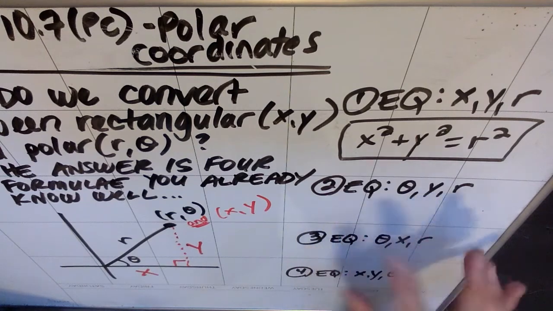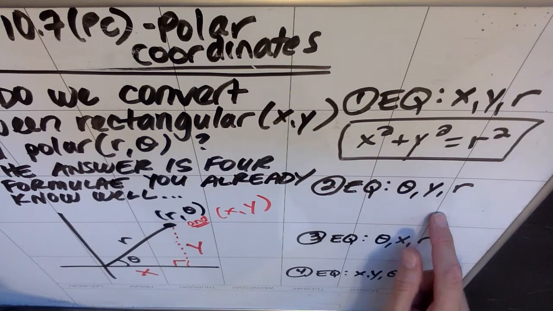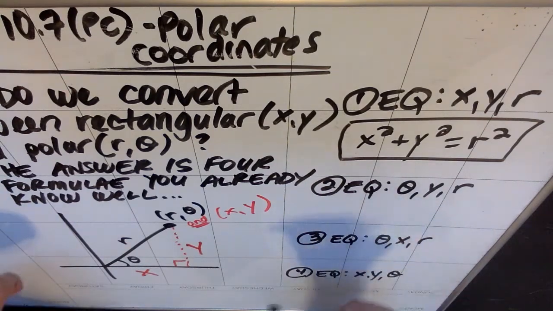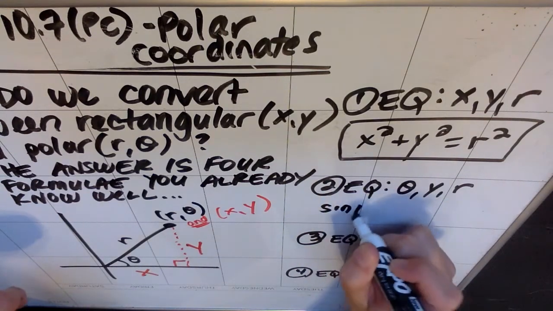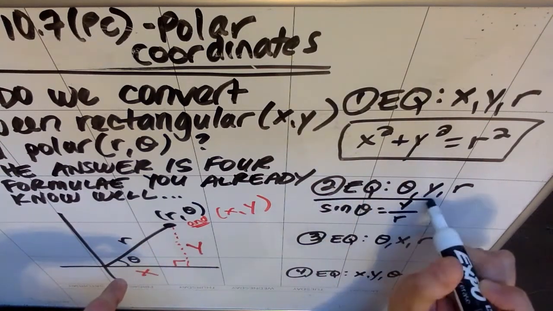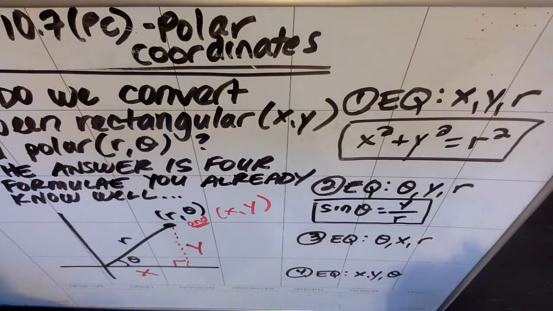So for equation 2, I want to relate theta and y and r. Well, there's a system that we use to relate the angle in a right triangle to the sides, and that system is trig, and we use SOHCAHTOA as an acronym to help us remember, right? So I intentionally put SOH first, right? Sine of theta should be the opposite, which is y, on top of the hypotenuse, which is r, right?